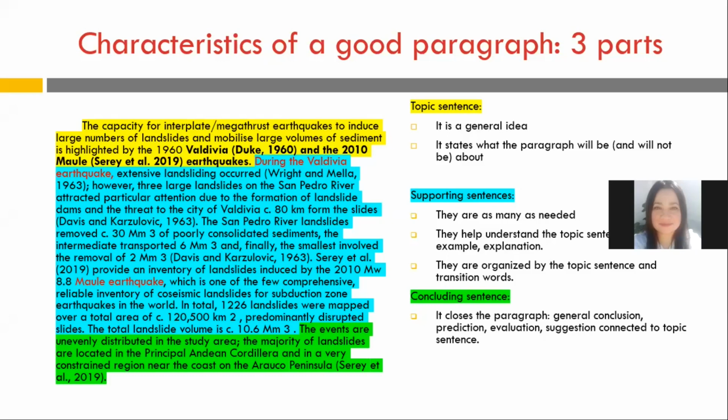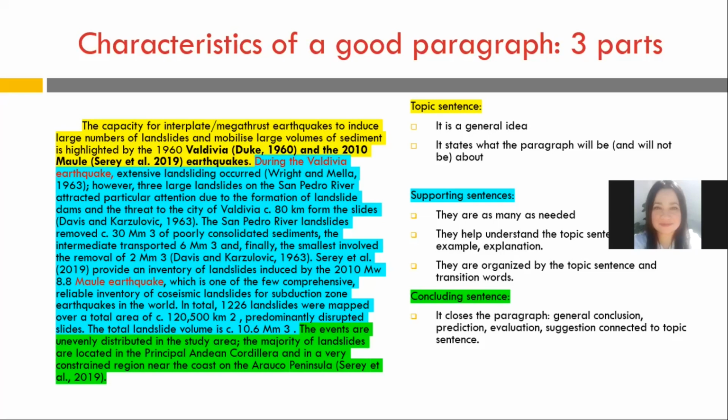In yellow, you see something called the topic sentence, which is a general idea of what the paragraph will be about. As in the example, if you go to the paragraph here, I know that probably you are not from this area, but still you can understand the main point. I'm going to read it for you. It says the capacity for interplate megathrust earthquakes to induce large number of landslides and mobilize large volumes of sediment is highlighted by the 1960 Valdivia and the 2010 Maule earthquakes.